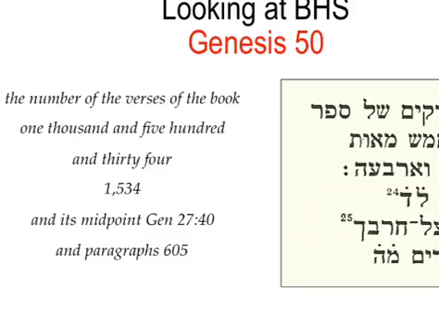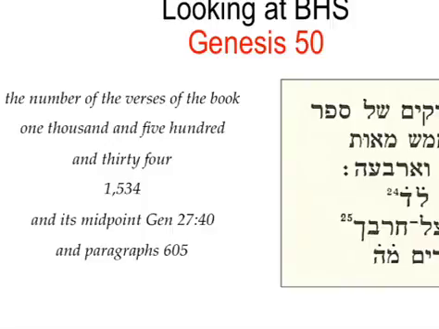Look at your screens again. We've now magnified those notes at the bottom of the page so you can see them without a microscope. On the right side of your screen, you'll see the Hebrew note, the Masoretic note. And on the left side of your screen, you'll see what that says. It says here, the number of the verses of the book are 1,534. And its midpoint, Genesis 20:40, and it has 605 paragraphs.